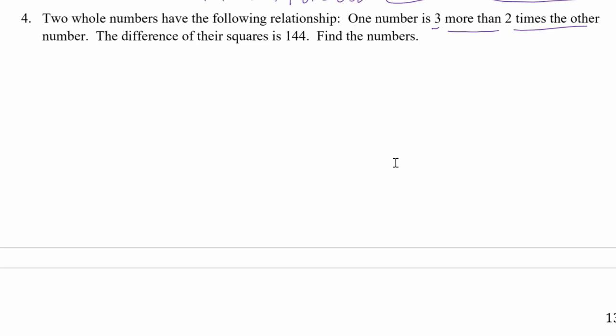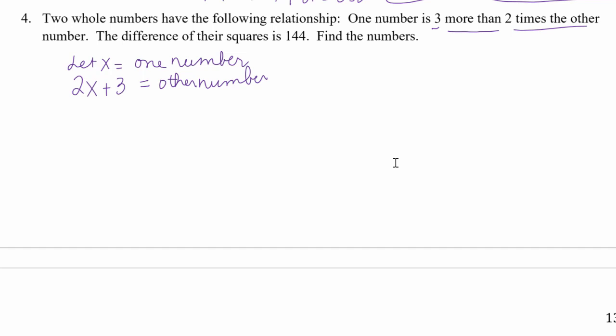Find the numbers. So we're going to let x be the number we know nothing about. One number. And then what do we know about the second number? Well, that it is 3 more than 2 times the other number. So 2 times the other number would be 2x. And then 3 more would be plus 3. And that would be the other number. Right? So x is the number we know nothing about. And then 2x plus 3 is the number from the second sentence, right?